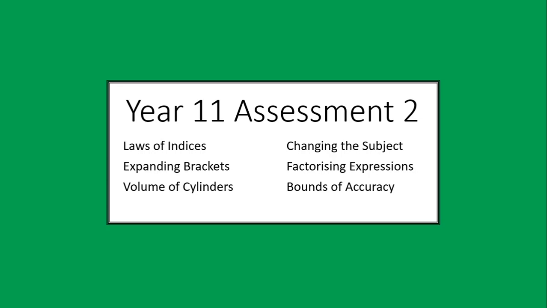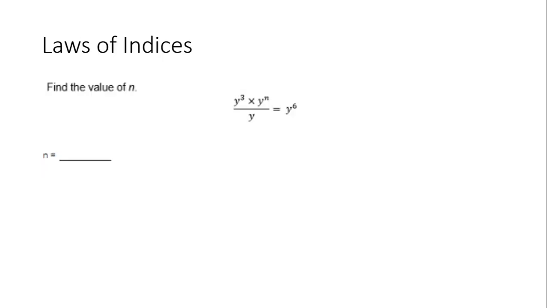Hey Year 11s, let's take up Assessment 2, which is based on laws of indices, changing the subject, expanding brackets, factorizing expressions, volumes of cylinders, and bounds of accuracy. This first question is a laws of indices question, where we've got the same base, where y is the base in all of these terms, and we've got some multiplication and we've got some division.